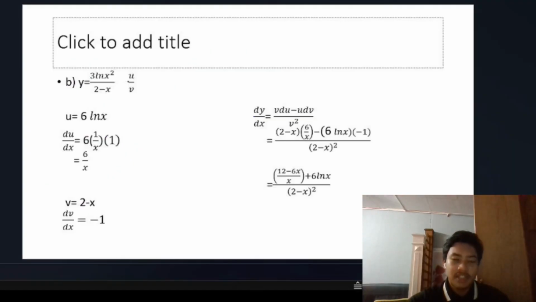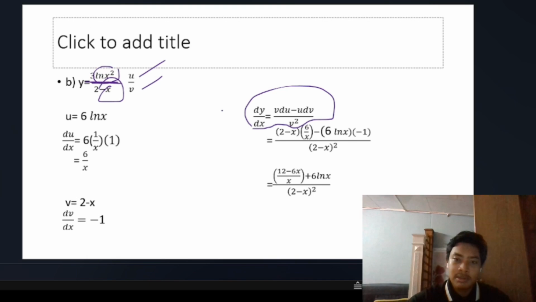Okay, move to the next question. We will answer question B. First of all, we need to clarify what rule we will be using, and we will be using quotient rule because it was divided against each other and it has x at the bottom and at the top. So at the top will be given u, and at the bottom we will be using v. So the formula for the quotient rule is dy over dx equal to v du minus u dv over v to the power of 2.